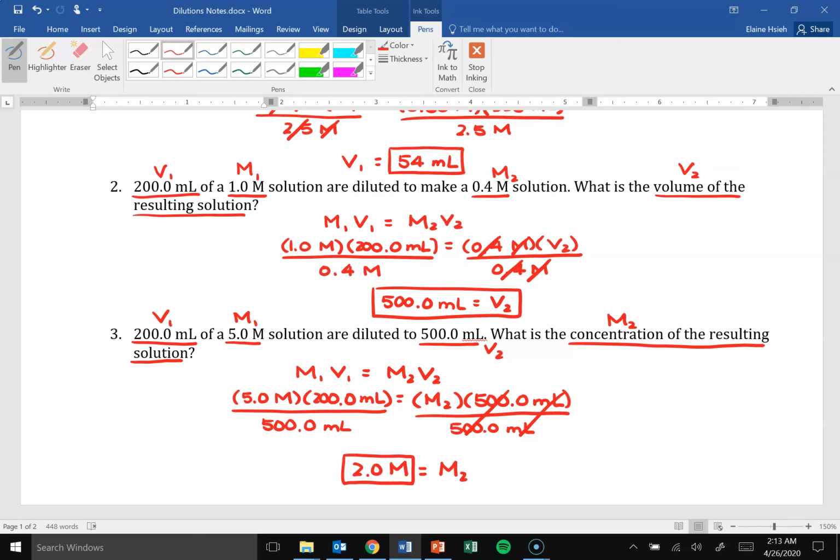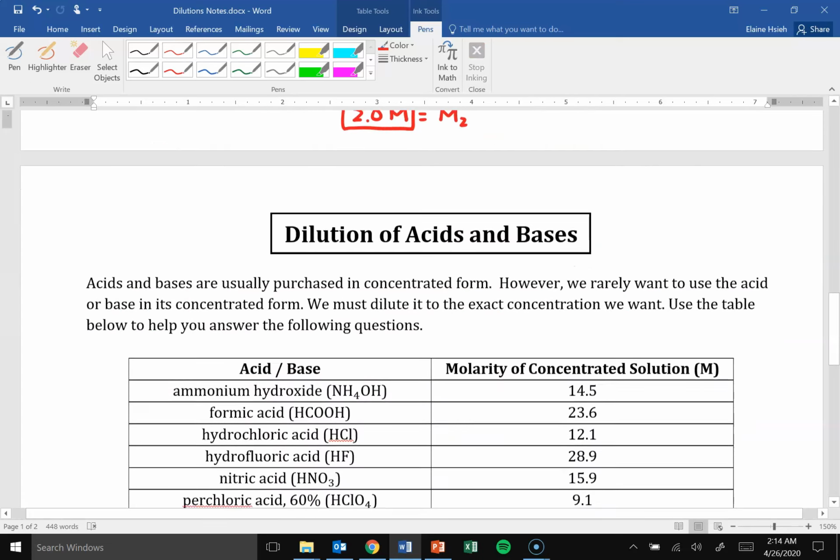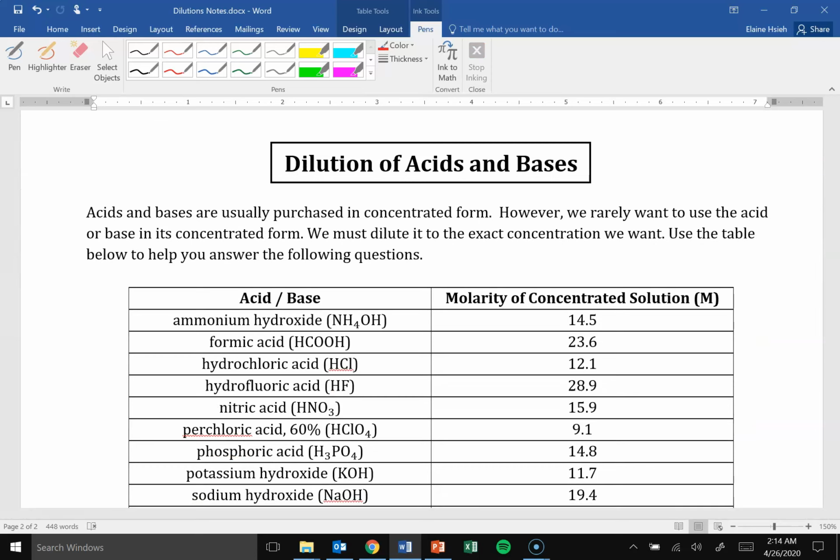So how did you do? Let's look at a few more examples. In particular, we are looking at the dilution of acids and bases. Acids and bases are usually purchased in concentrated form. However, we rarely want to use the acid or base in its concentrated form because they're very dangerous in that form. We must dilute it to the exact concentration we want to use.